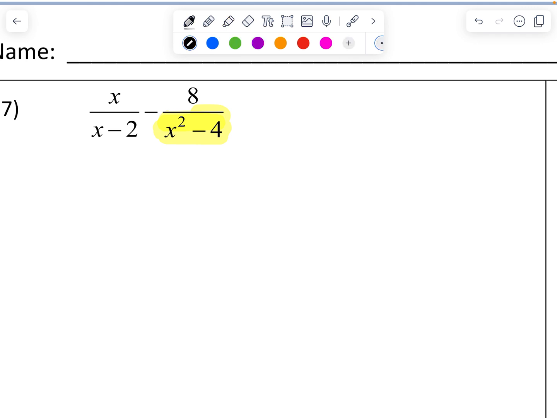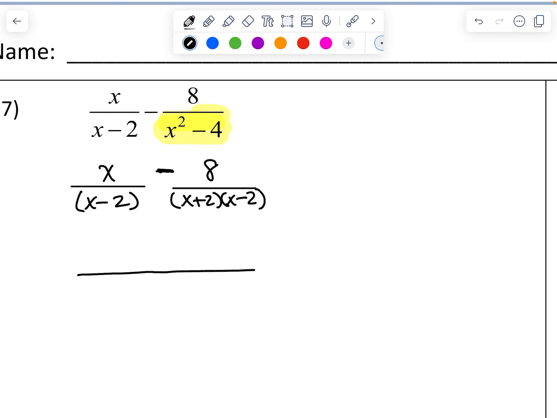So the very first thing we're going to do is go x over x minus 2. So nothing there changed. Minus 8 over, and the factored form of that is x plus 2, x minus 2. And you notice what I did? I pulled that negative sign up so that it looks like a negative 8, because that's going to become key here in a minute.